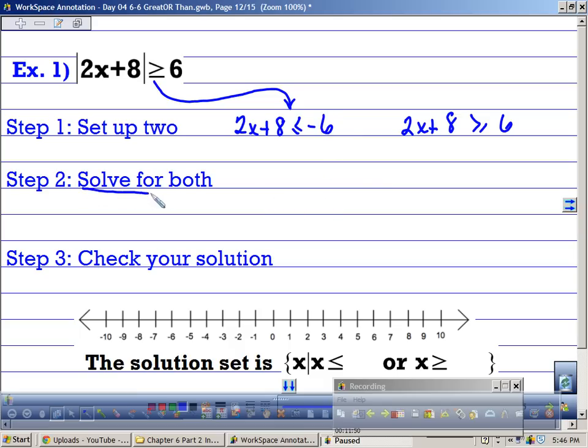So next I'm going to solve for both of these. First step is subtract 8 from both sides, and I get 2x is less than or equal to, I've got a negative and a negative, so combined they make negative 14. And when I divide both sides of this inequality by 2, I get 1x is less than or equal to negative 7. Over here, take 8 off of each.